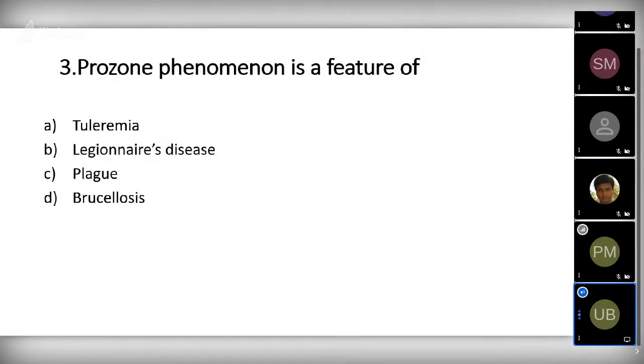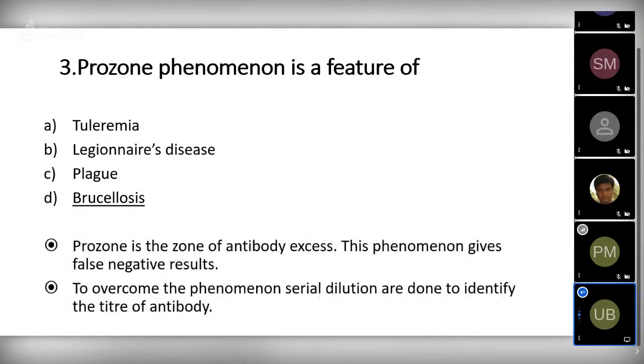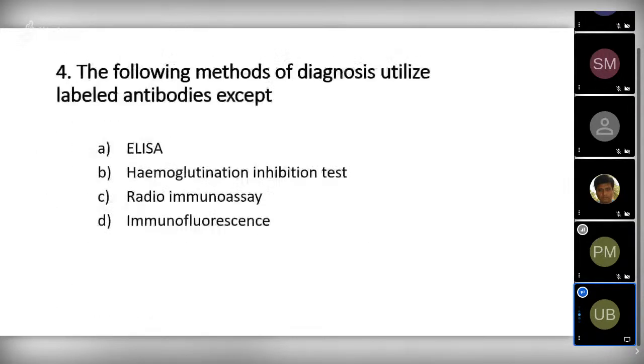Prozone phenomenon is a feature of tularemia, Legionnaire's disease, plague, brucellosis. Which one? It is brucellosis because brucellosis is the classical example of prozone phenomenon. When you suspect brucellosis, the sample of the patient has to be diluted many folds and only then do the test. Only then the zone of equivalence will be there for detecting an observable antigen antibody reaction. So that is why serial dilutions have to be done to identify the titer of antibody.